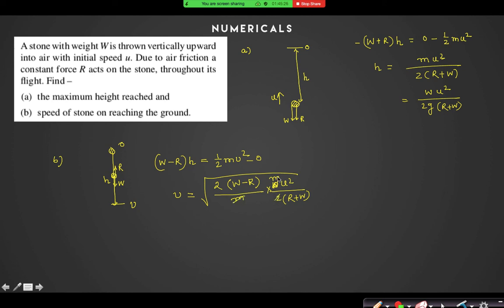There will be a g below, won't there? Cancel the m and W. So is it u root over (W minus R) by (W plus R)? Yes, sir.